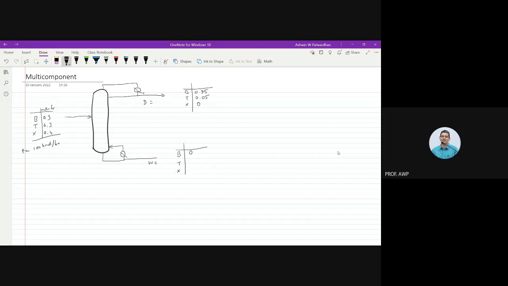So 31.5 kilomoles per hour. And W would be? Sixty-eight point five kilomoles per hour. And what would be the mole fractions of toluene and xylene? So toluene 0.41. Okay, and this will be 0.59.